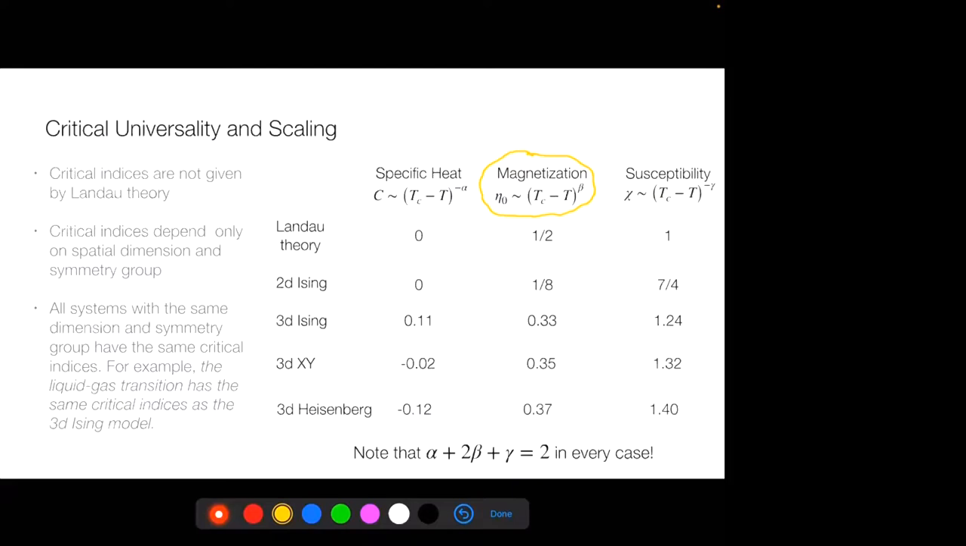If I take the three-dimensional Ising model, alpha plus 2 beta plus gamma equals 2. 3D XY, 2. Three-dimensional Heisenberg, 2. And in fact, if you look at any model, like liquid-gas transitions, so for example, water has a phase transition. It's a transition in the density of the liquid and the density of the gas phase. It's not like the freezing or boiling phases. It's actually a special point in the phase diagram. But if you measure that kind of critical index experimentally, it's actually the same as the three-dimensional Ising model.